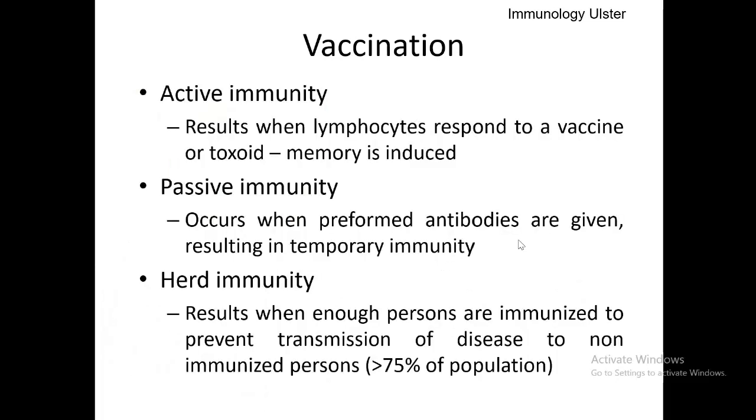Okay, so in terms of vaccination, you have active immunity, which results when lymphocytes respond to a vaccine or toxoid, and that results in the induction of memory. But another form can be where you get preformed antibodies. This is passive immunity, where you give preformed antibodies injected into the body, and the antibodies will have an effect.